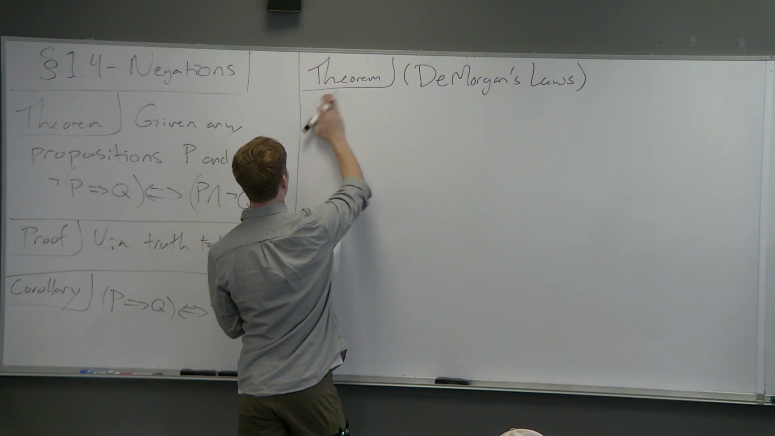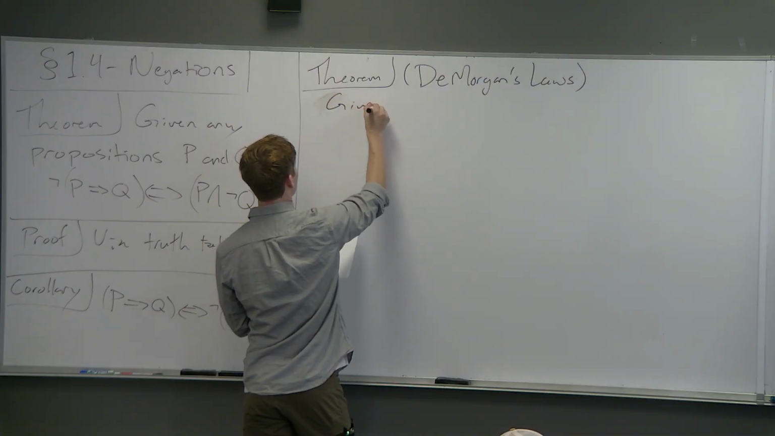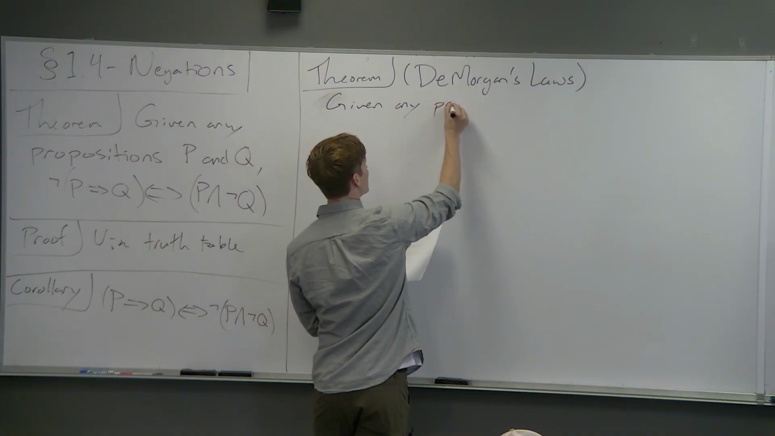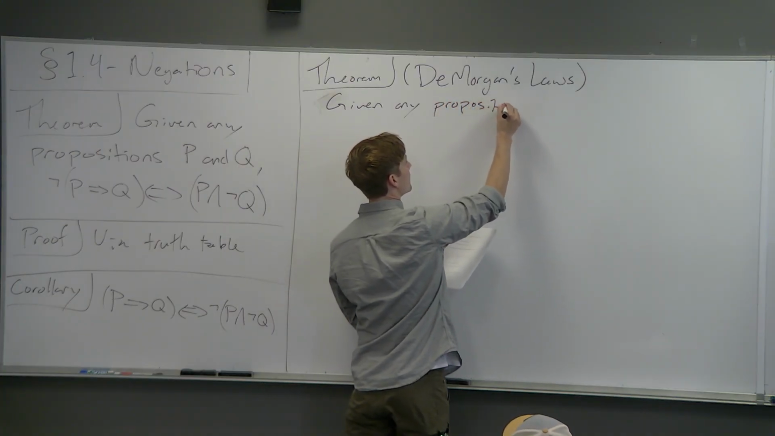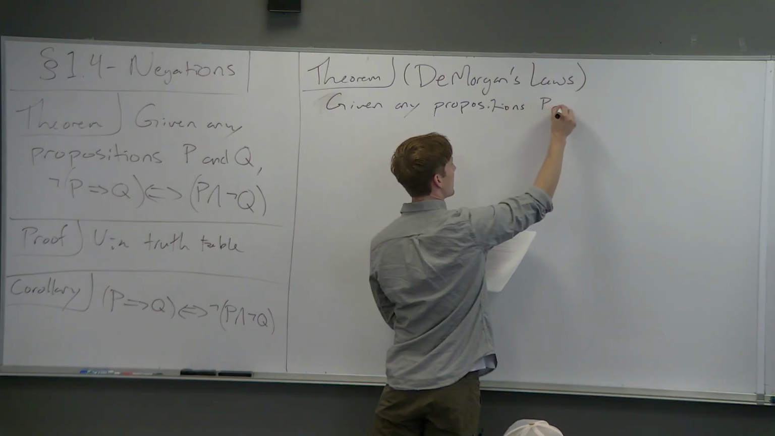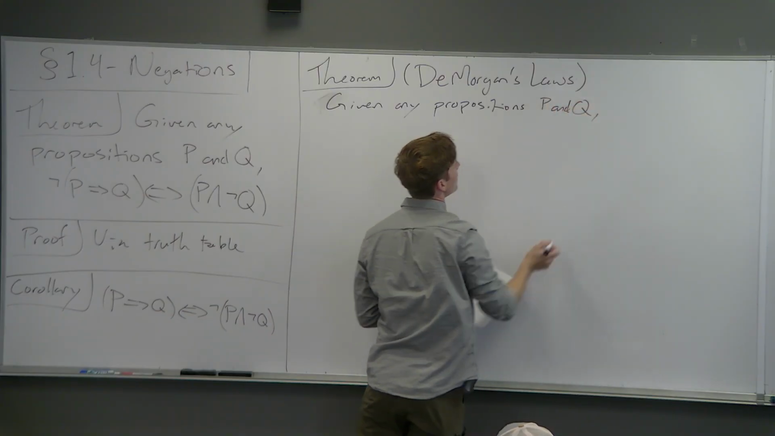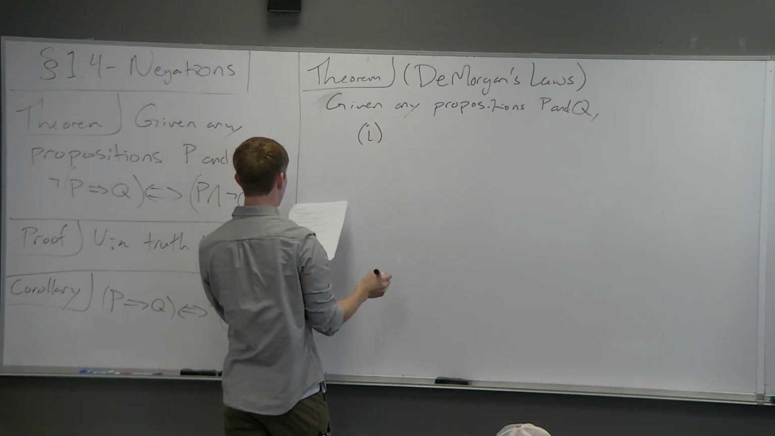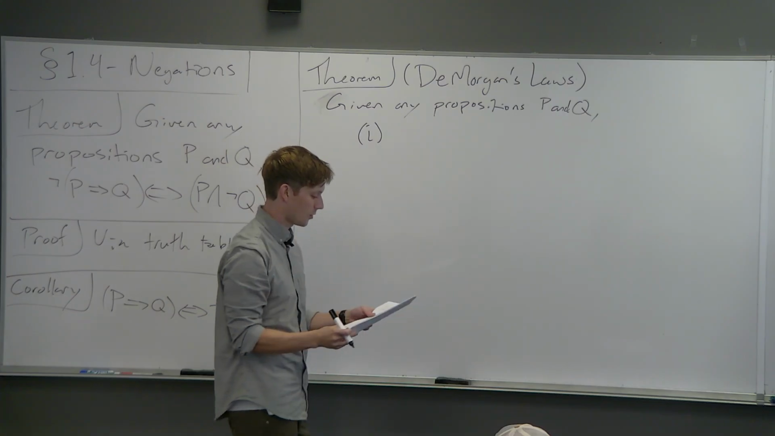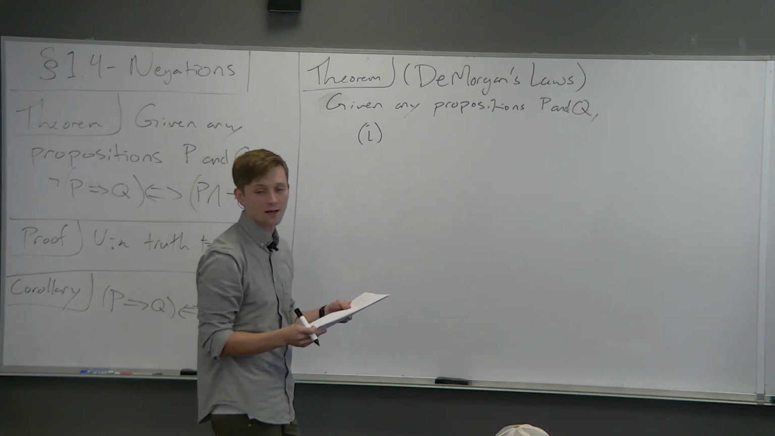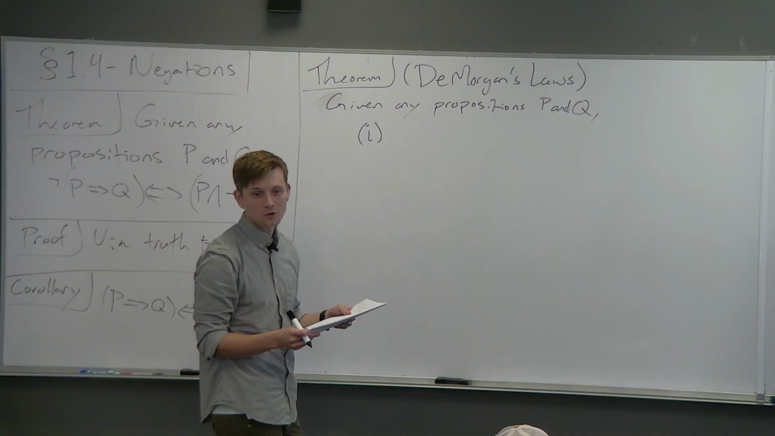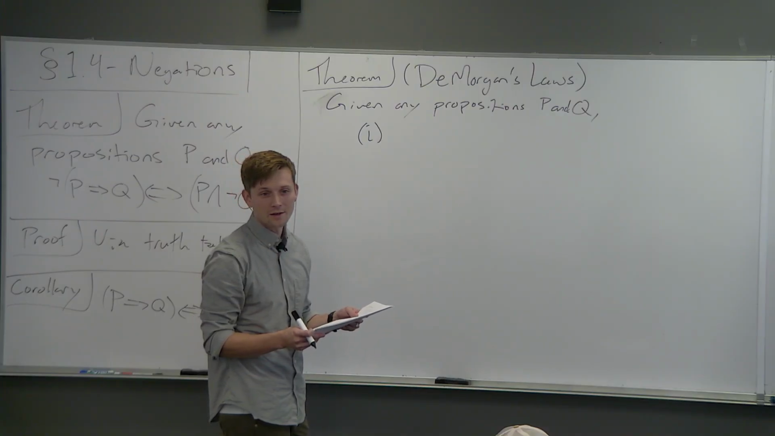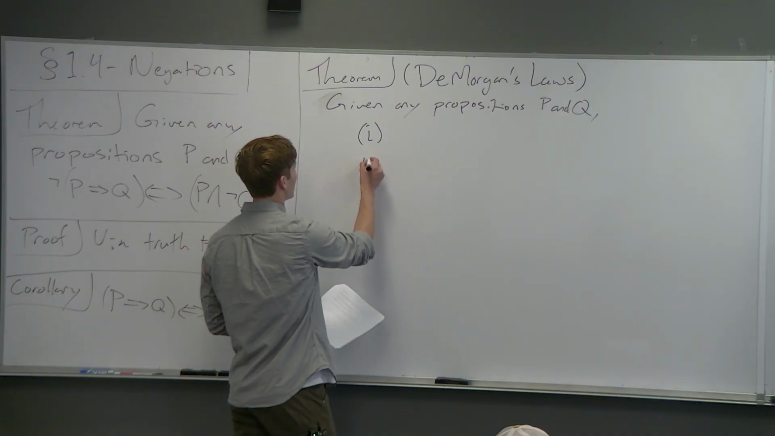So given any propositions P and Q, oops, it looks like if you look in your note packet, there's a slight typo where the 1 and the 2 get overlaid on each other. Some sort of formatting issue there. Hopefully it doesn't throw anyone off.